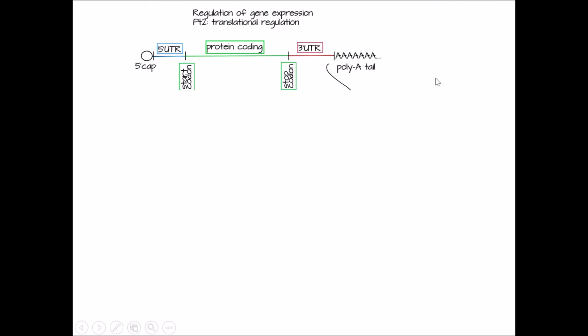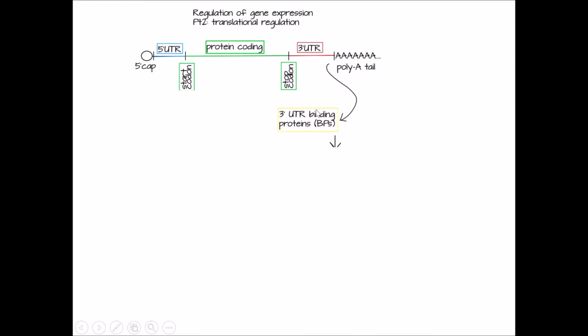So moving on to translational regulation. Here we have translational regulation. We've got our mRNA now. That's our starting point. So this mRNA is going to have its two untranslated regions, a start codon and a stop codon, flanking a protein coding region in the middle. And of course, we don't want to forget our 5' cap and our poly A tail that got jammed onto this RNA after it was transcribed.